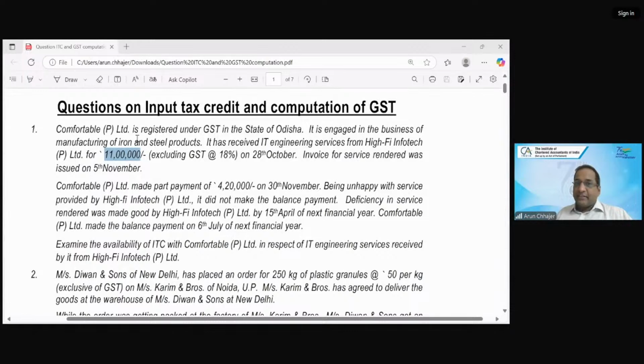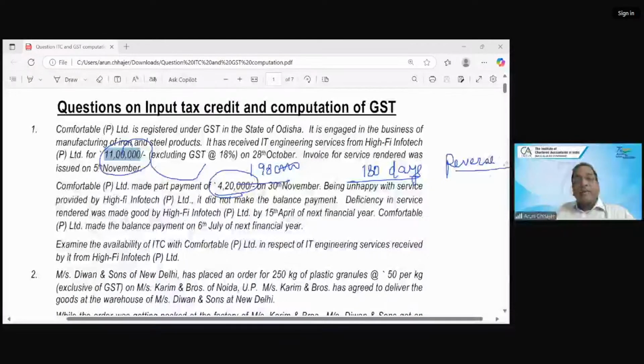18% of 11 lakh is 1,98,000. He has taken the ITC of rupees 1,98,000. Now he has made the payment of only 420. So after the expiry of the 180 days, he needs to reverse the proportionate ITC. Please calculate and tell me how much is the reversal amount. Quickly tell me. I am giving you only 1 minute, not more than that.